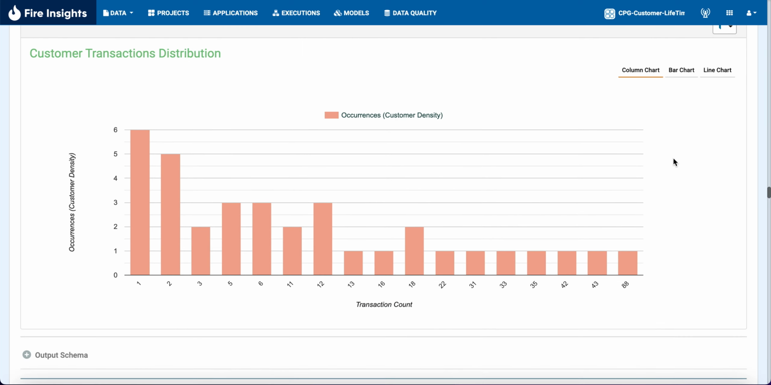Here we have another graph of the customer density by the transaction count. We can see that a majority of our customers only make 1 or 2 purchases. This is important to note because we want to increase this number in the future. The higher the number of transactions per customer, or customer density, can then improve the customer lifetime value which we want to calculate.